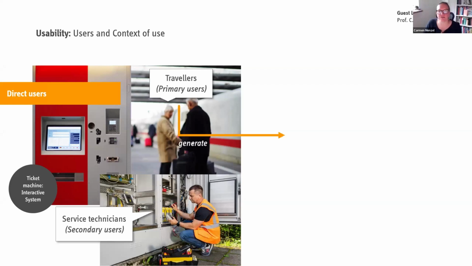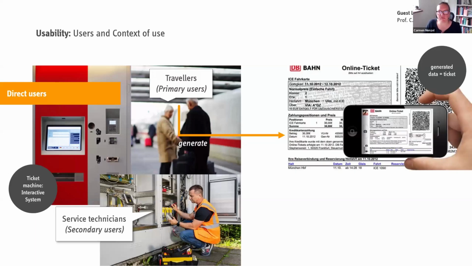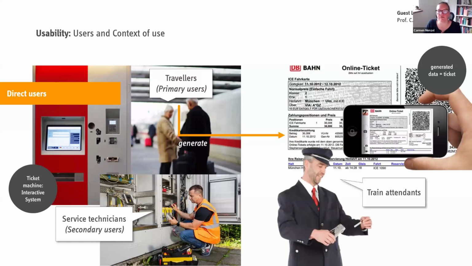Travelers generate the data for the ticket, and this generated data needs to be checked by train attendants. They need to check: is the right person on the right train with the right ticket? So these are the so-called indirect users, and all they need to know also needs to be typed in here as well. So it's important to take a look at all these different kinds of direct and indirect users, primary as well as secondary. Very good: user, task, equipment, and environment. These are the parts of a context of use.